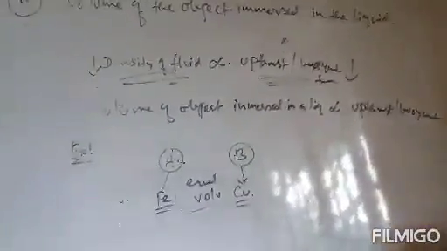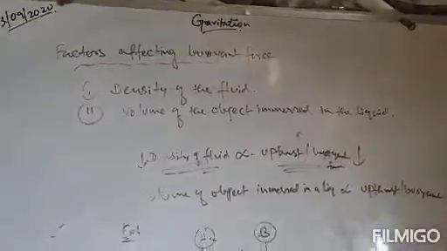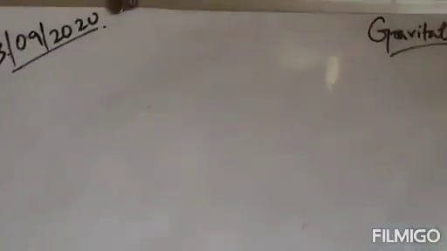Clear? So this is the example. These are the two factors that the buoyant force depends on: one is the density of the fluid and one is the volume of the object immersed in the liquid. Next concept is floating or sinking.